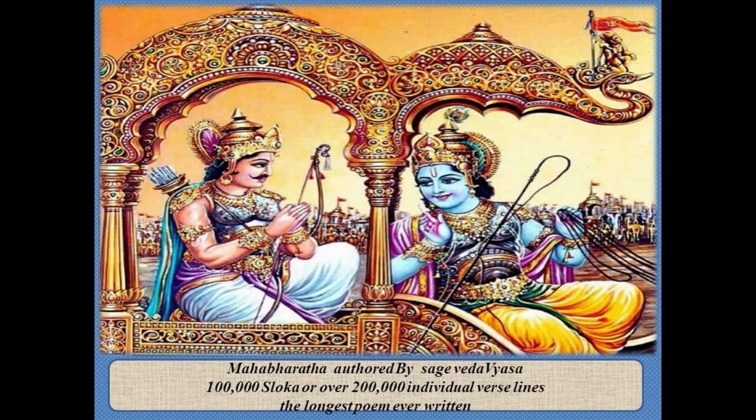Another important epic in India is the Mahabharata. This was authored by sage Vedavyasa, and it has more than 1 lakh shlokas or hymns. There are many sub-works related to the Mahabharata, such as the Bhagavad Gita, and naturally this goes on to about 2 lakh individual verse lines. Perhaps the Mahabharata is one of the longest poems ever written.